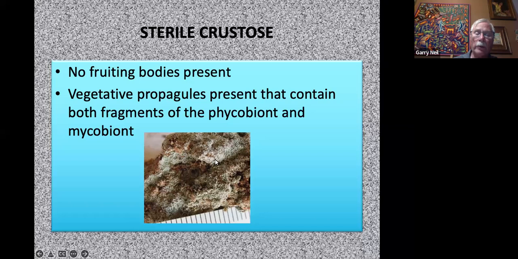And this white powdery stuff is nothing but balls of photobiont being wrapped around by the fungus. And if you rub your finger across that surface, you will get a white powdery substance on your fingers. And if they land somewhere where they can grow, they will form another lichen just like this.